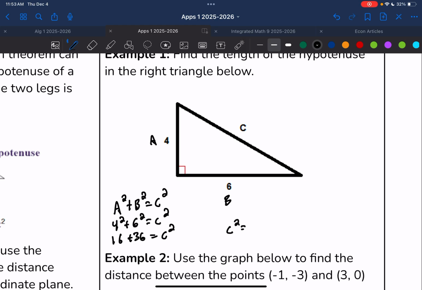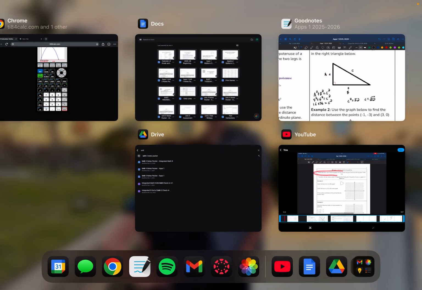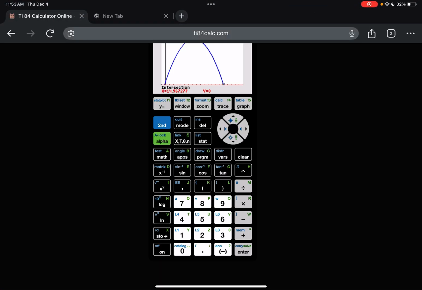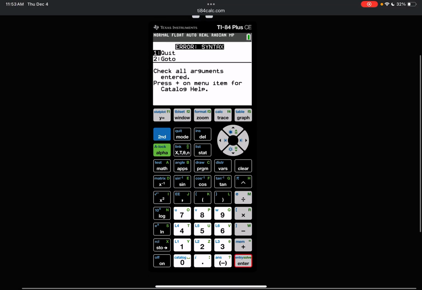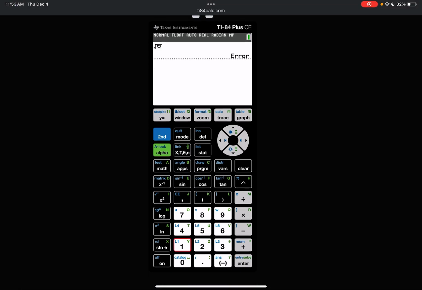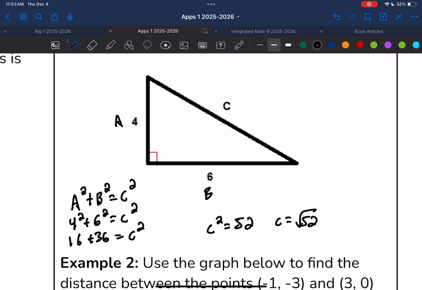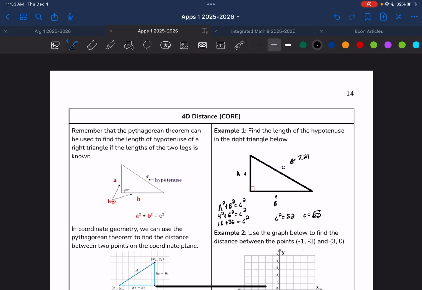Meaning that C squared is equal to 52, or that C is equal to the square root of 52, which if we go to our graphing calculator over here, do square root 52, we get an error for some reason. Square root 52, we get 7.21. So the length of this hypotenuse is 7.21 units.